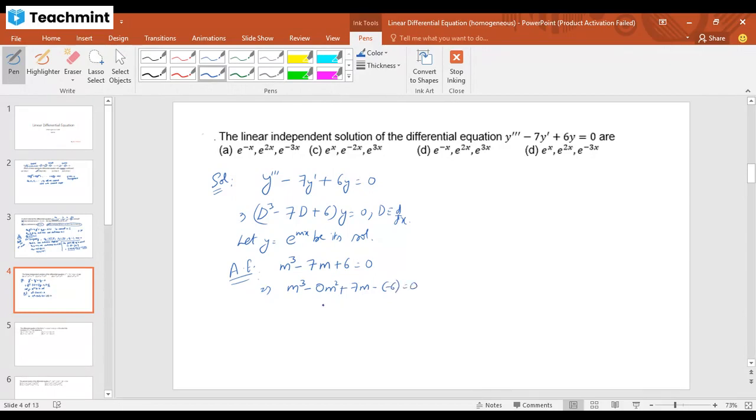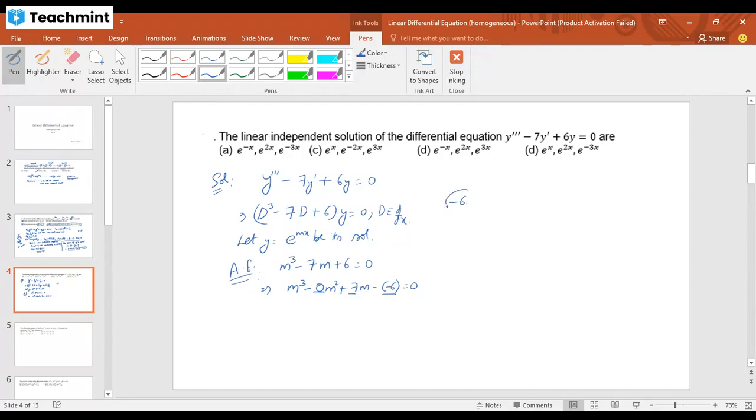Okay, so basically the coefficient of m square gives us the sum of the roots, the coefficient of m gives us the sum of roots taken two at a time, and the constant term gives us the product of the roots, right? So what do we get here? The product of the roots is minus 6. Because if we are assuming all the roots as positive, then this kind of sign will come. So here the product of the roots is minus 6.